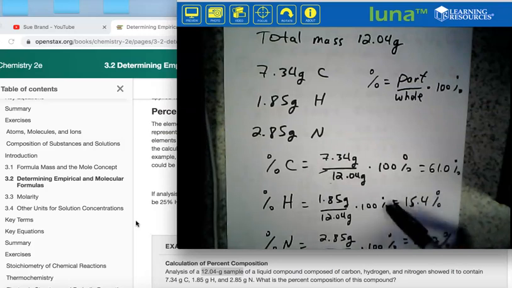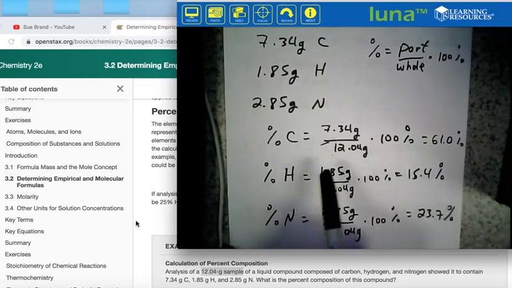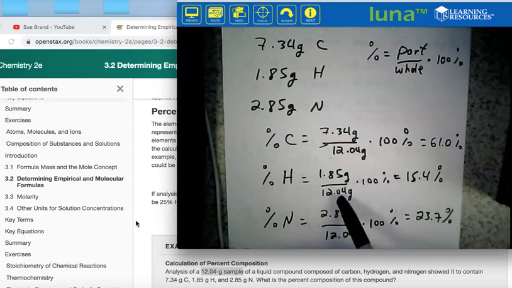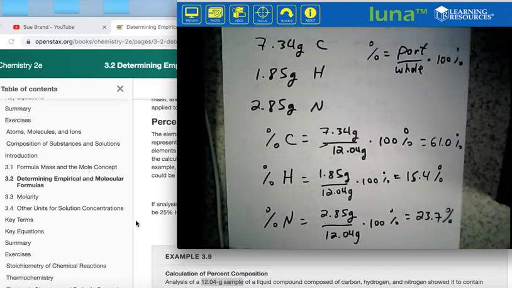All right, so I go through the same process for the other elements as well. And so again, it's just going to be the part, or the mass of, in this case, hydrogen divided by the whole sample mass times 100. And so you're going to get the percentages for each element in the compound. And so that's pretty much how you determine the percent composition of a single element in a compound, is by just taking the mass of that element divided by the total mass of the sample times 100%. And that's going to give you your percent composition.